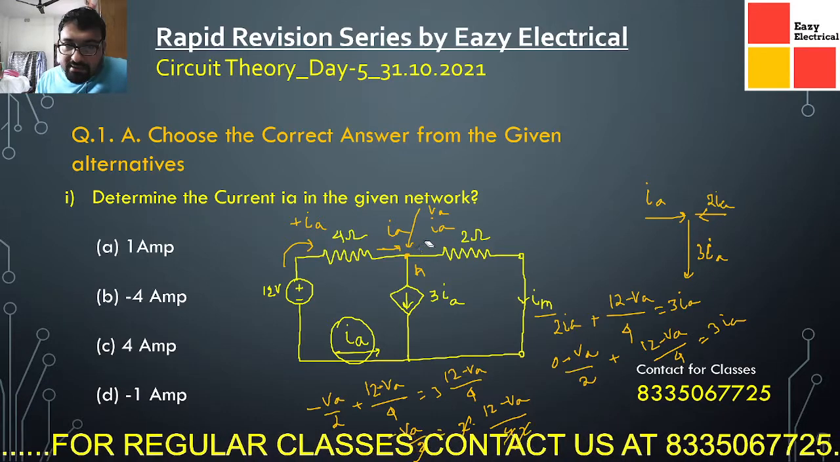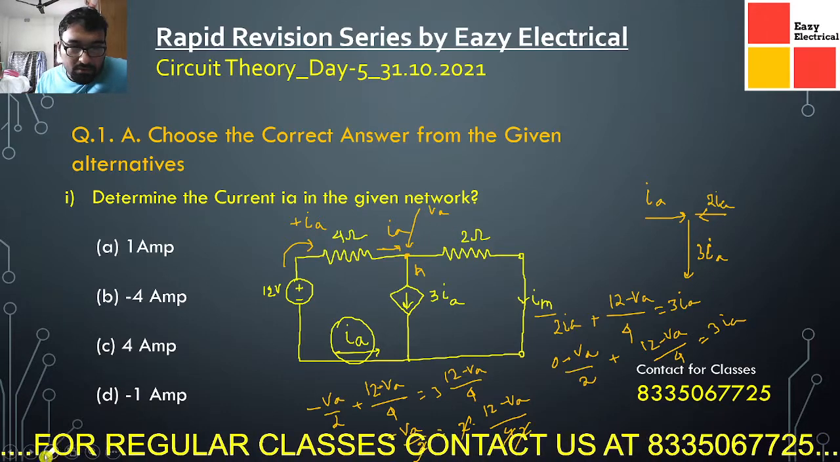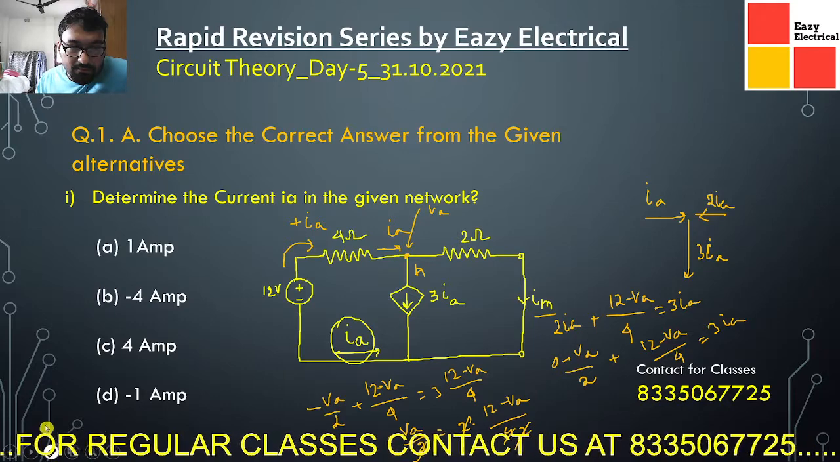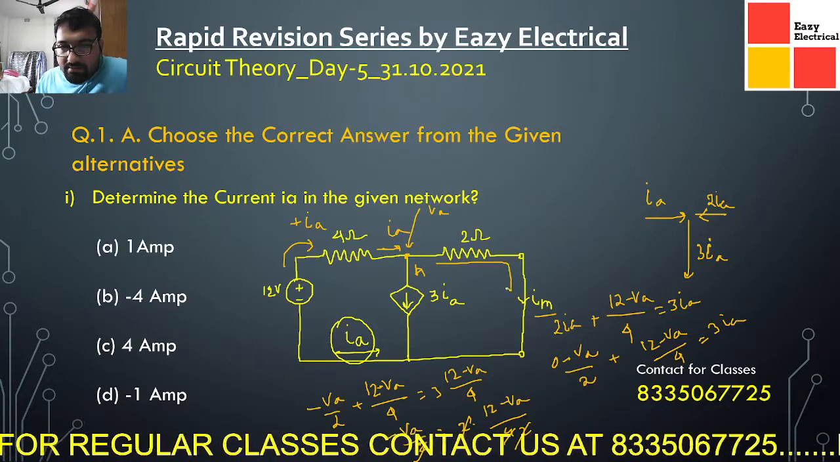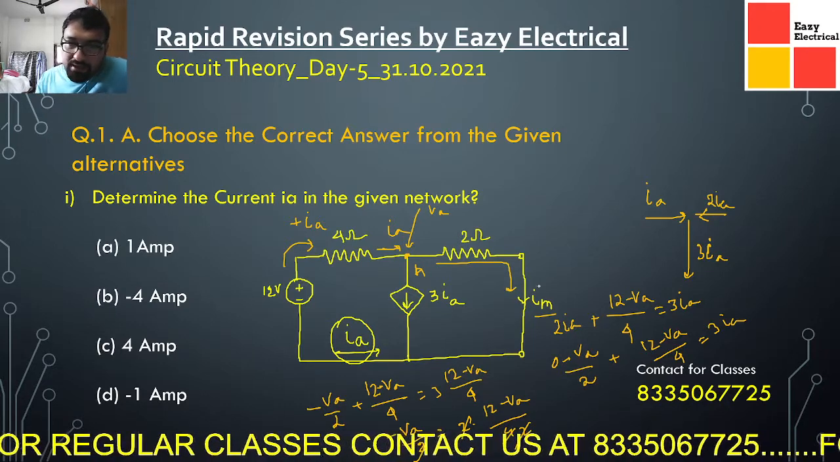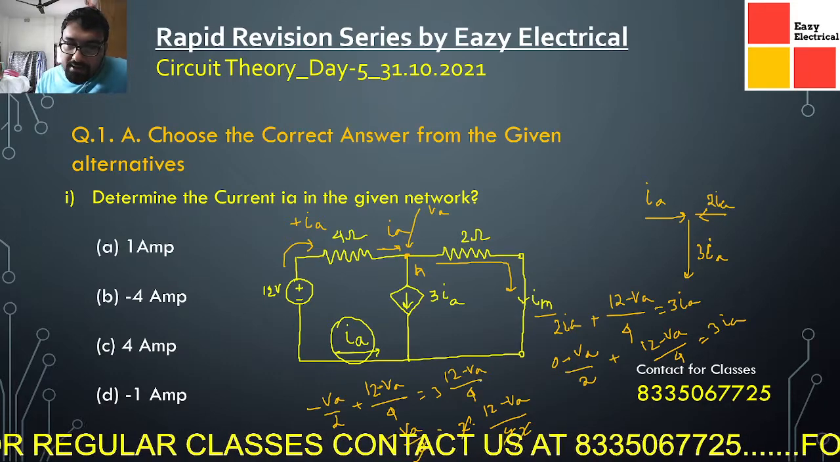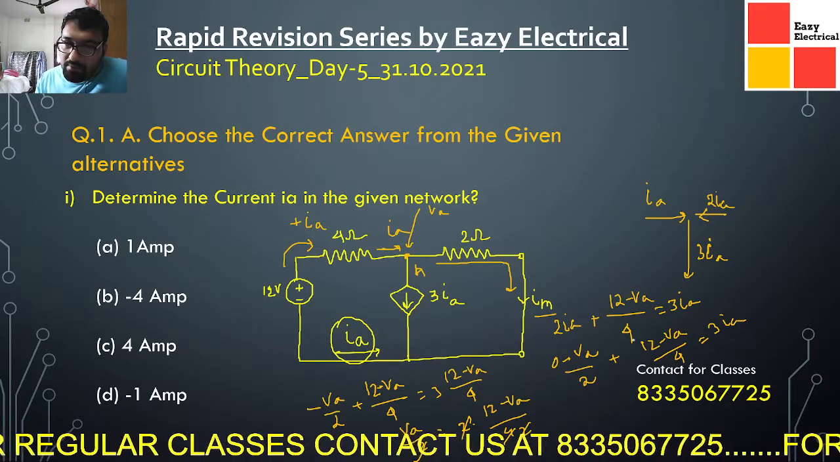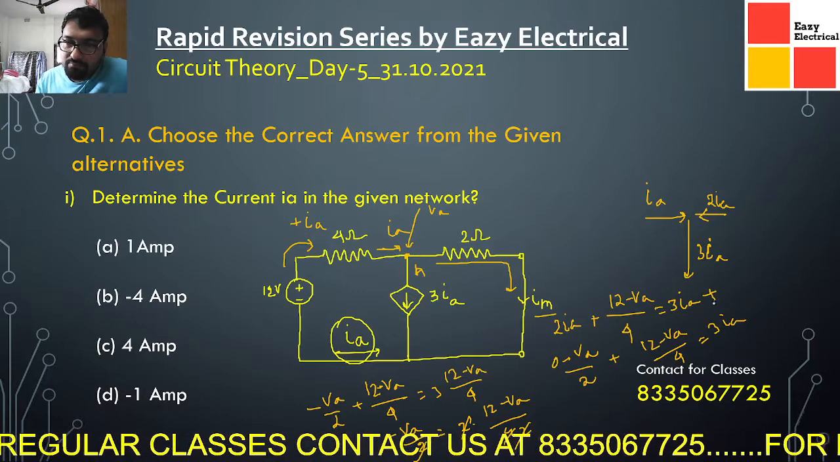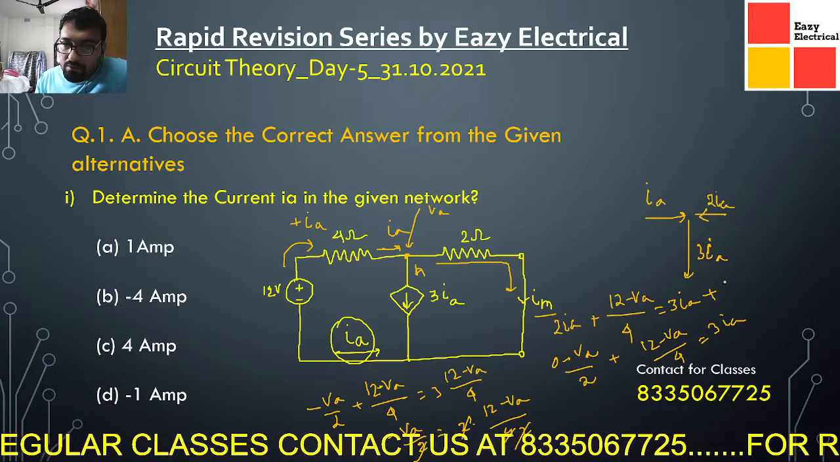That is, this current is not in this direction. If we consider the current to be in this direction, then whatever the current is there, that is IM, will be VA by 2, and IM will be in this part.